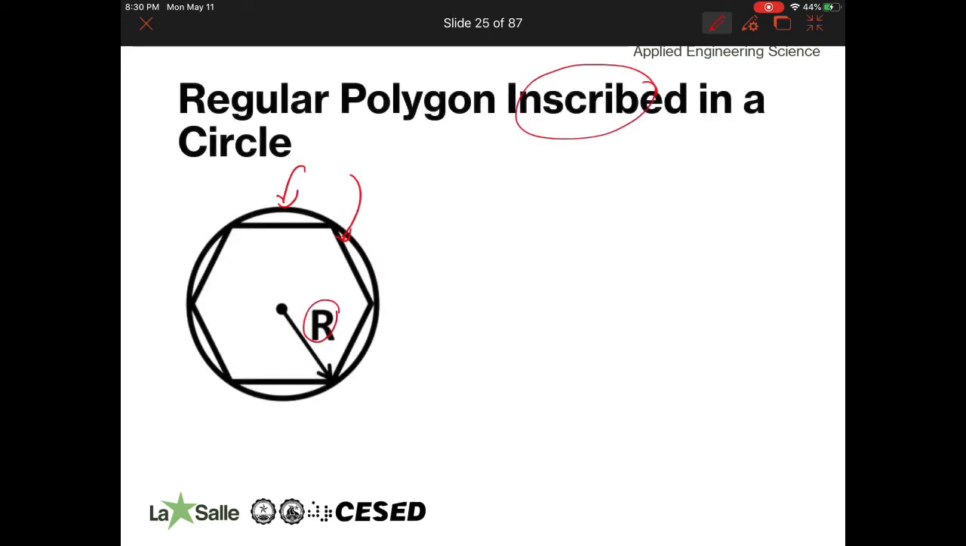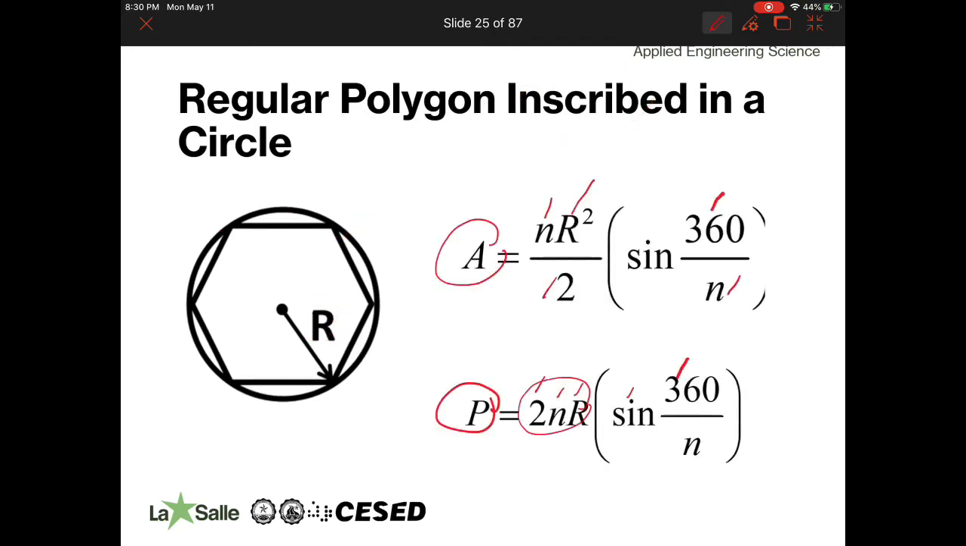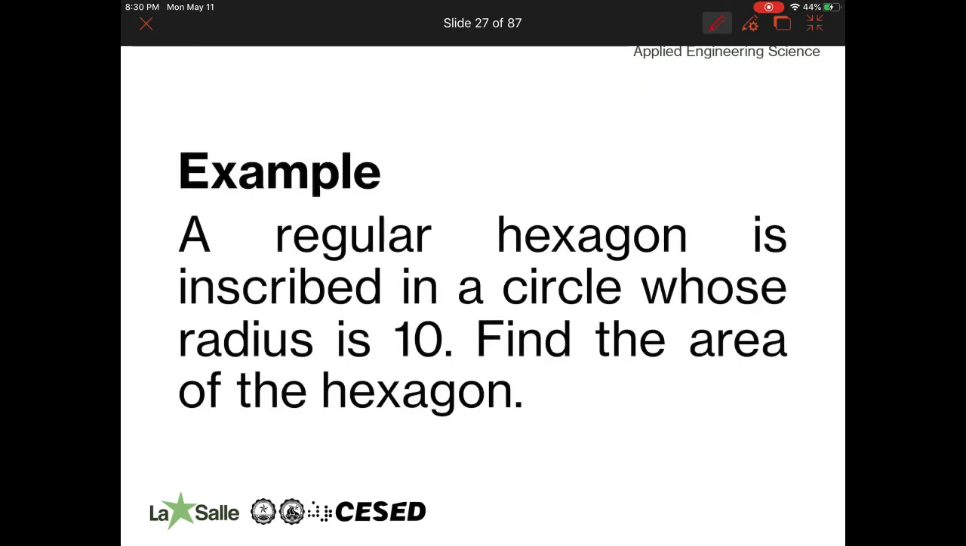Okay. So let's now proceed with, nasaan na tayo? Sample ulit tayo, no? So again, I'm reading this example. A regular hexagon is inscribed in a circle whose radius is 10 units. Find the area of the hexagon.